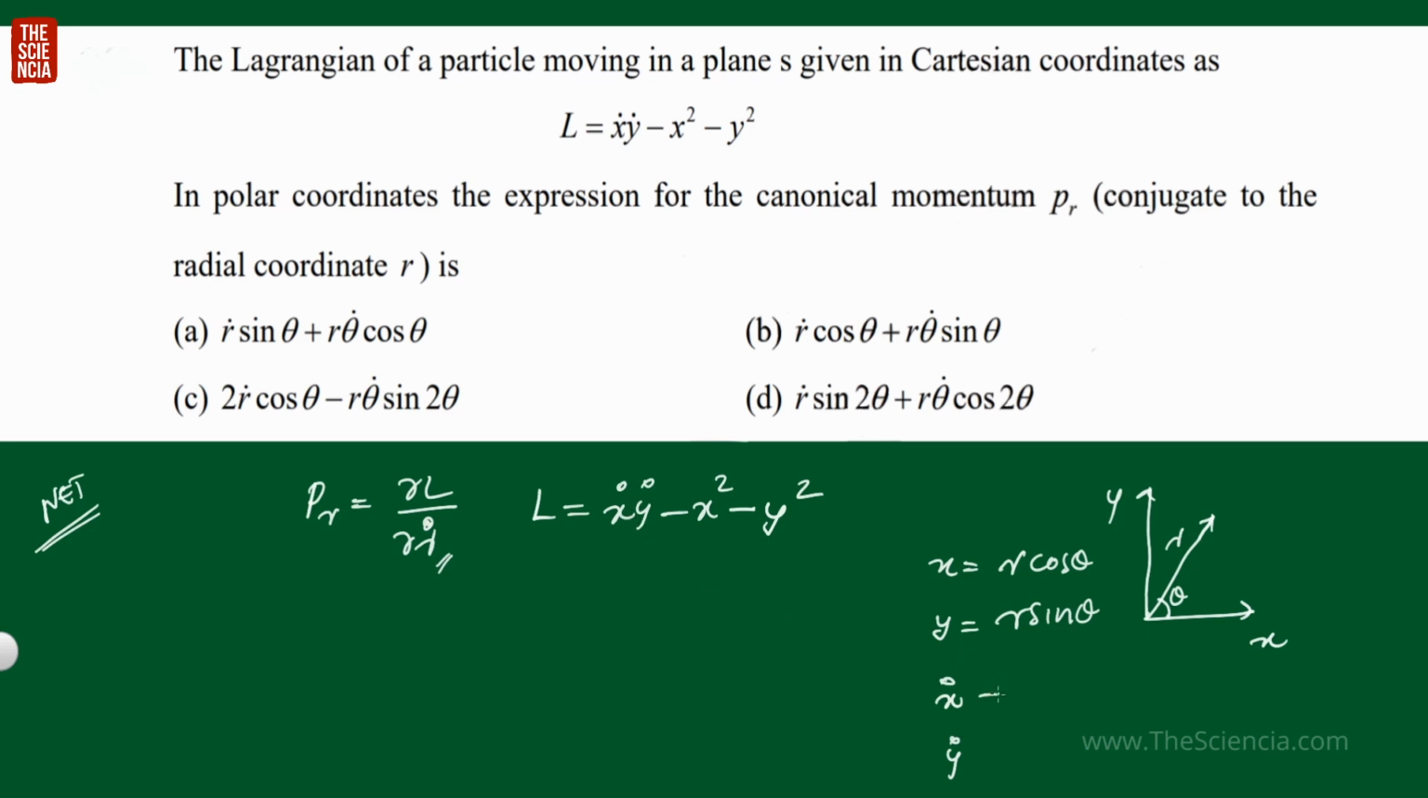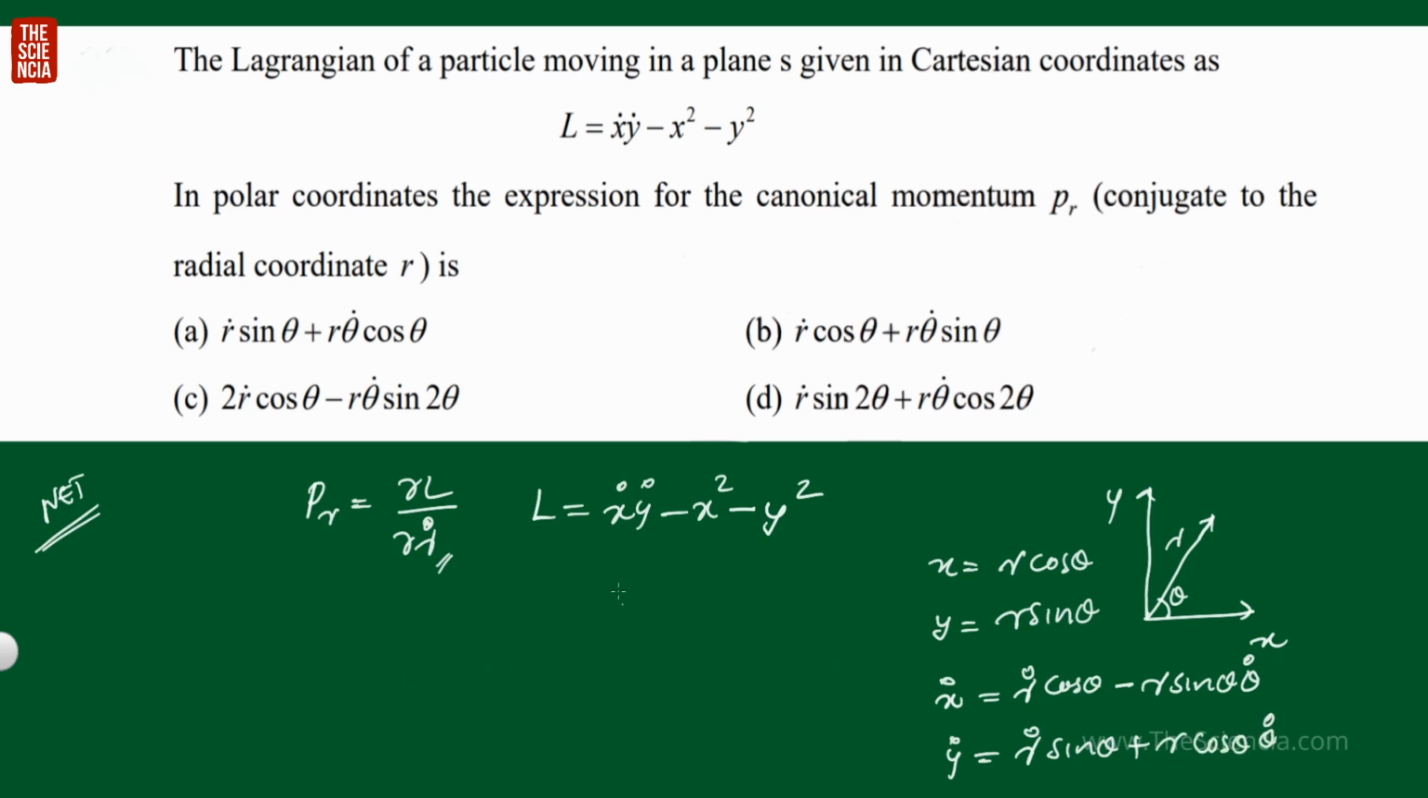So what is x dot? X dot will be equal to r dot cos theta minus r sin theta theta dot. And what is y dot? It is r dot sin theta plus r cos theta theta dot.